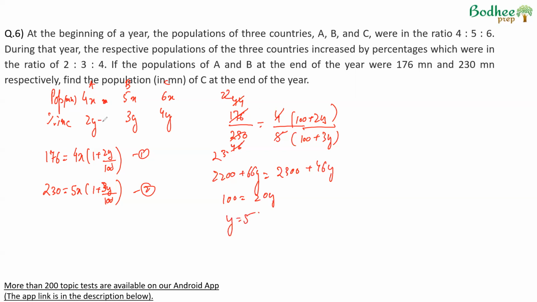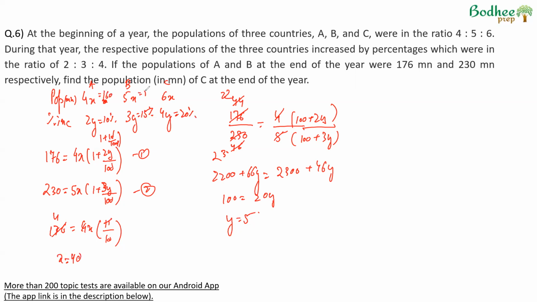So the percentage increases are 10%, 15% and 20%. If we put the value of y as 5 here, we'll get 176 is equal to 4x into (1 + 10 upon 100), which will be nothing but 1 by 10 plus 1 or 11 by 10. 11 4s are 44. This will come out to 4. So x will be nothing but 40.